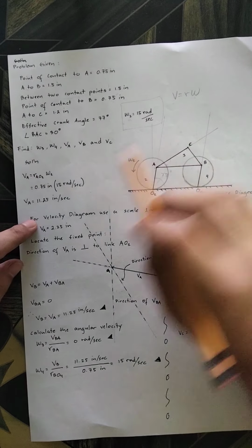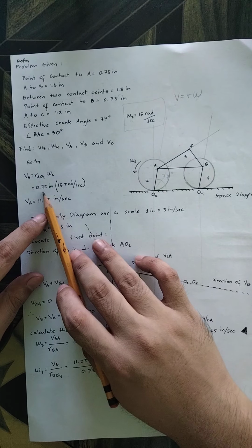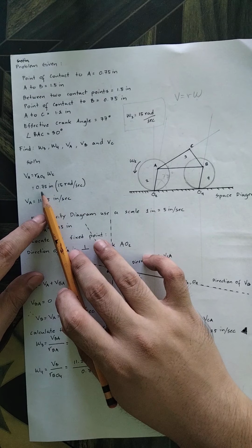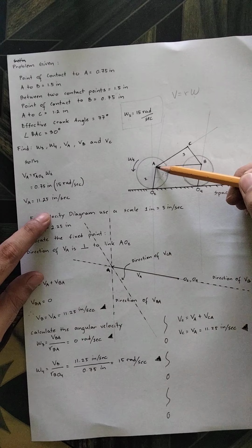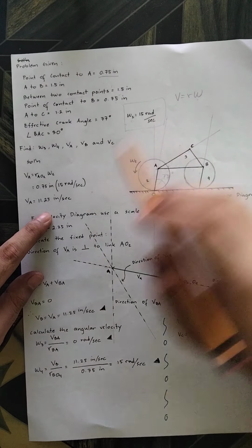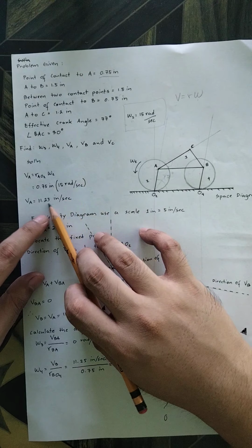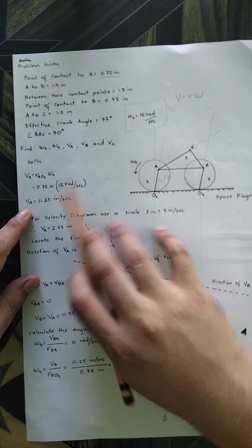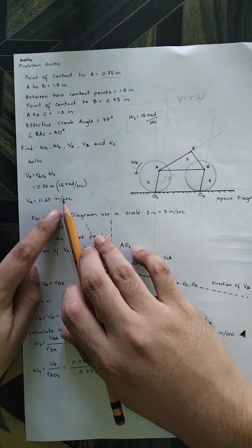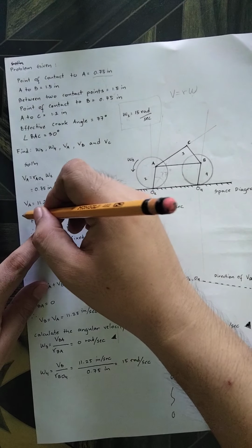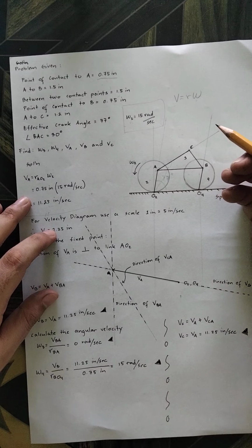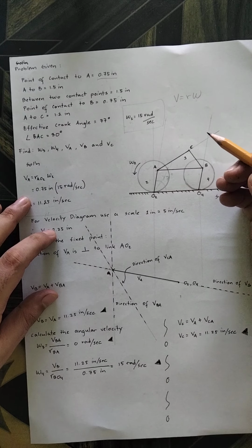By just a simple mathematical plug and play, 0.75, which is the distance from A to O2, given here, multiplied by 15 rad per second, therefore the velocity of point A is 11.25 inch per second. Now, this is your given. So if we know the given, then we can draw the space diagram, right?